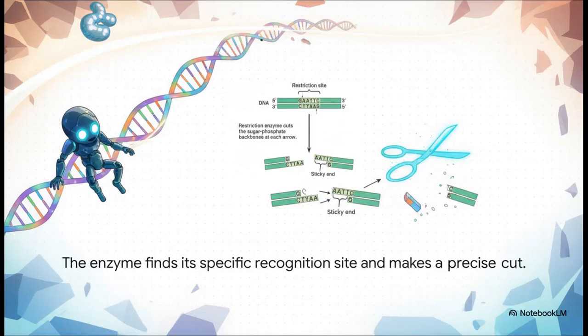You can see it right here. The enzyme latches onto the DNA, slides along the strand until it finds that one specific recognition site, and then snip, it makes a clean cut. This is how we can take that gigantic chromosome and slice it into perfectly manageable, gene-sized pieces.